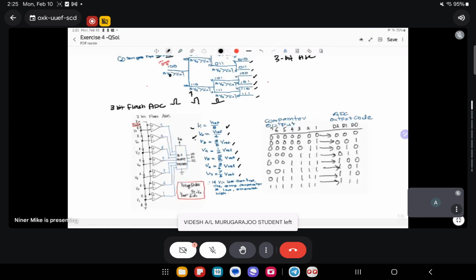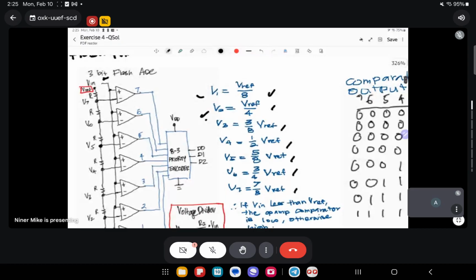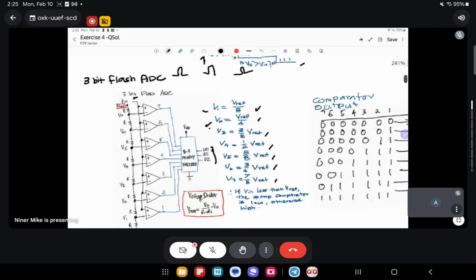Okay, when you put in the V in here, then you get the result already, and then inside is what we call the priority encoder. So the result will come out from this output, 3 bits. And then the solution is like that.